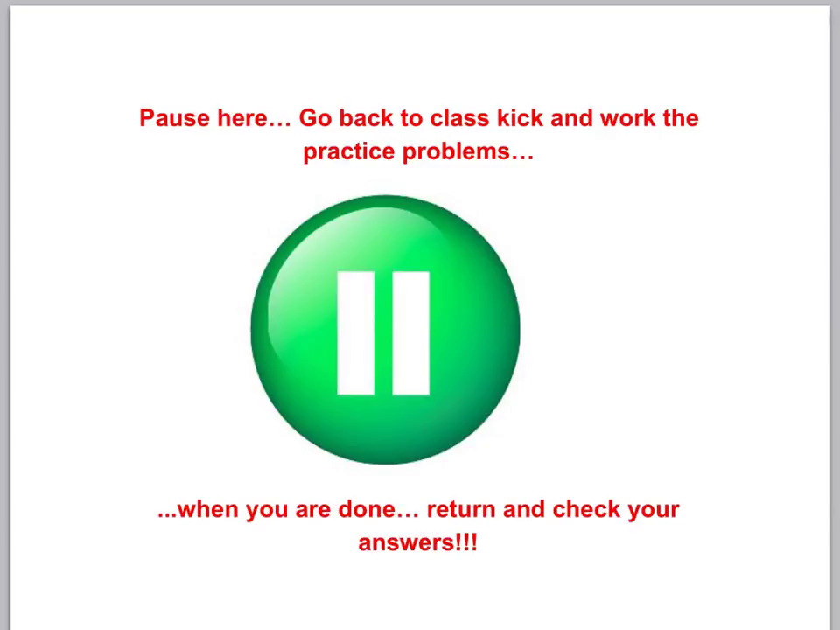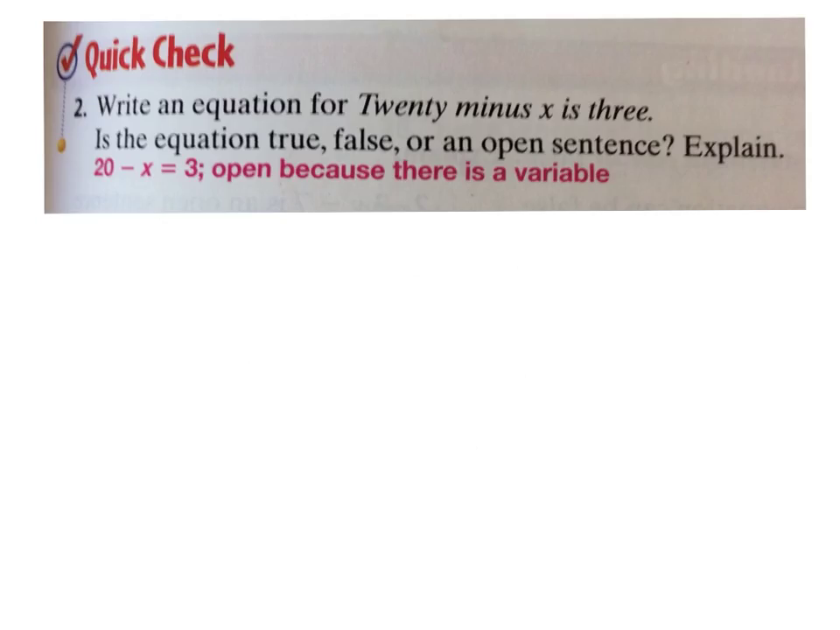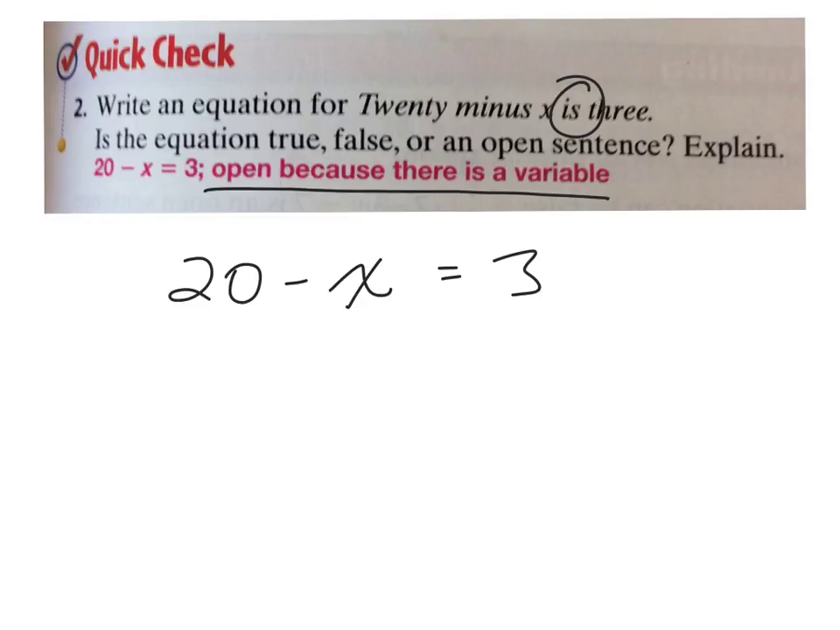Your turn. Write an equation for 20 minus x is 3. So 20 minus x, again we said that is means equals 3. Is it true, false, or open? Well, it's going to be open because there's a variable and we don't have a solution yet. So 20 minus x equals 3.